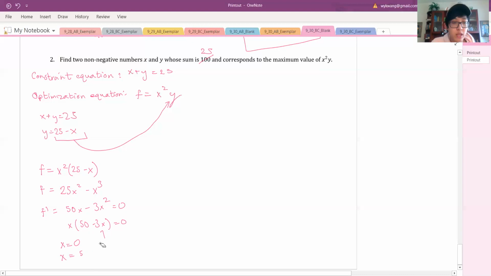I'll show what that looks like for 1 second. If this is 0, that means that 50 minus 3x is equal to 0. So 50 is equal to 3x, I just moved the 3x to the other side. So x is equal to 50 over 3. So these are our two options: x is equal to 50 over 3 or 0. Well, let us find a number line.